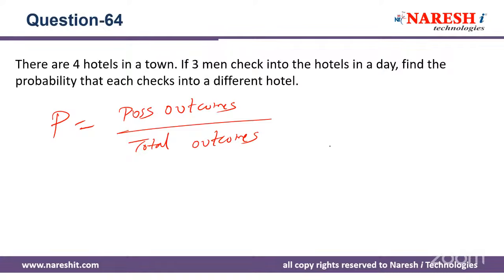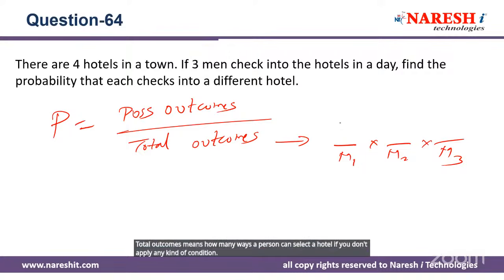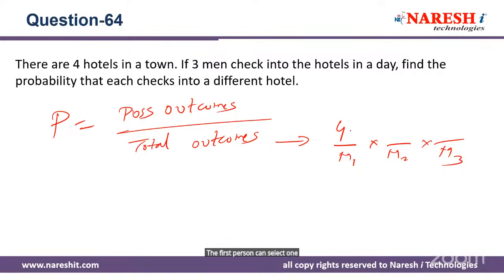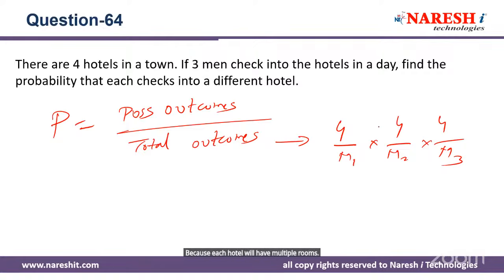Now, what are the total outcomes? M1, the first person, into M2, the second person, into M3, the third person. Total outcomes means how many ways a person can select a hotel if you don't apply any kind of condition. The first person can select one hotel out of four hotels because there are four options. The second person can also select a hotel out of the four, because the same people can go to the same hotel, since each hotel will have multiple rooms. Then the third will also have the same number of cases.